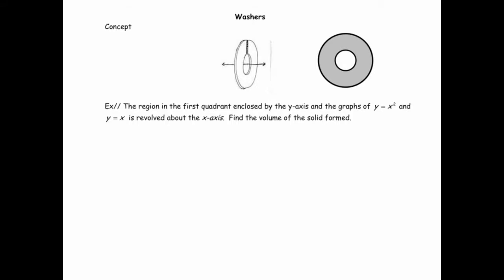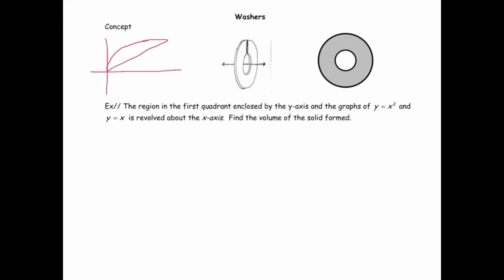So sometimes when we rotate a region, we get an object whose cross-section is not a perfect disk, but rather a disk with a hole in it, otherwise known as a washer. So that would occur in a situation like this. If I just were to sketch a region, for instance, that looks something like this.